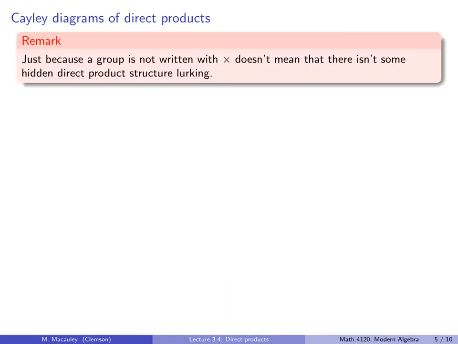Let's continue the visual exploration of direct products by looking at the Cayley diagrams. But first, an important remark. Just because a group is not written with this direct product symbol does not mean that there isn't some hidden direct product lurking behind the scenes. For example, V4, the Klein 4 group, is secretly C2 cross C2. Remember the two light switch group? You can think of V4 as this direct product.